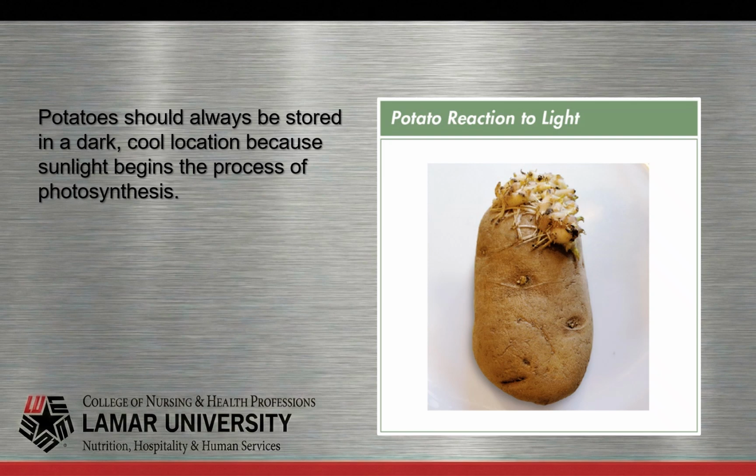Light affects carbohydrates through photosynthesis. This is especially important in the storage of potatoes. Potatoes should always be stored in a dark, cool location because sunlight begins the process of photosynthesis. If potatoes undergo photosynthesis, they will begin to turn green and eventually develop a toxic compound called solanine. Solanine is a bitter, poisonous alkaloid that most commonly develops in potatoes and tomatoes.